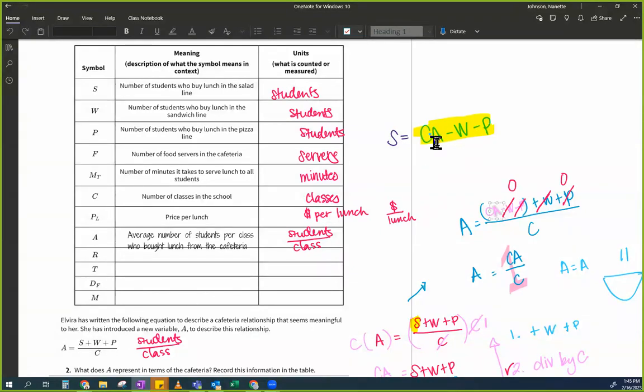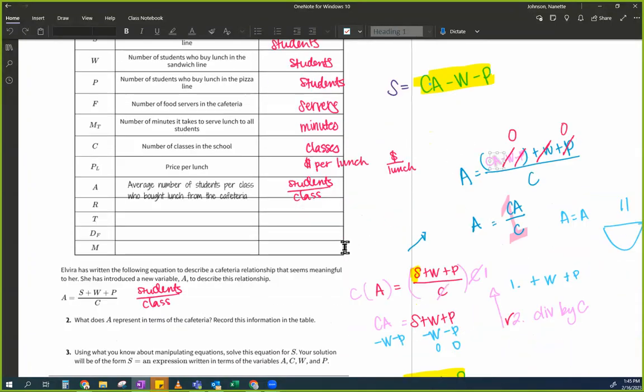Okay, so the total number of students who bought lunch minus W, sandwich eaters, minus P, pizza eaters, is going to be S, salad eaters. Does that make sense? Does the total number of students minus sandwich eaters minus pizza eaters make sense? Everyone says yeah, right? Makes sense to me. Okay, so let's move on.